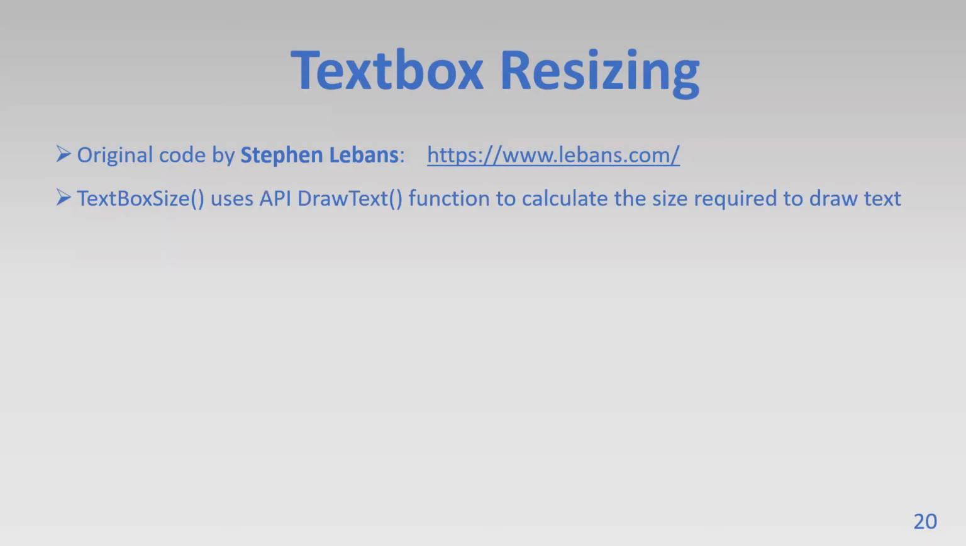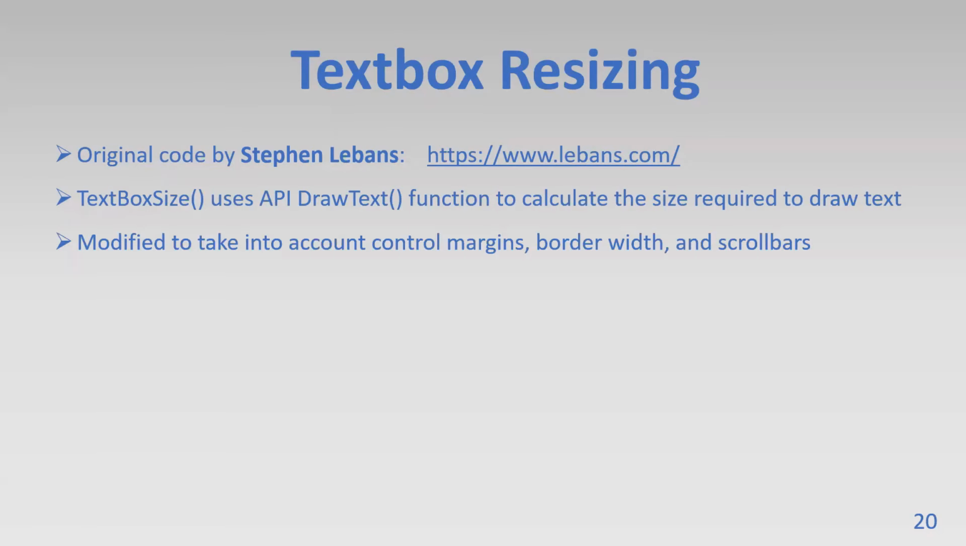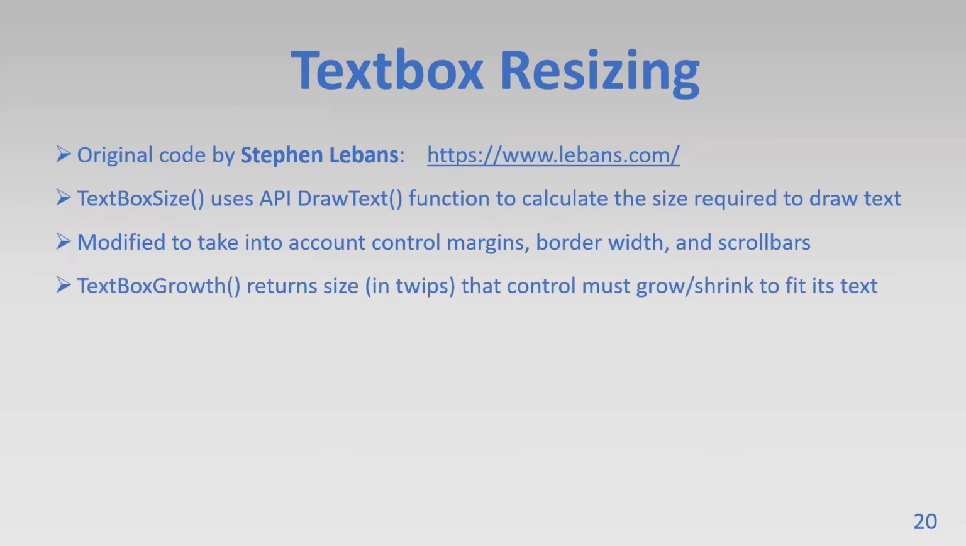He uses a function called Textbox Size. I think I might have renamed it from his original function name, which uses the draw text function of the API to actually calculate the size required to draw text. I've modified it to take into account the margins and border width and scroll bars for controls. So I took his original code and extended it a bit. And I've also provided a simplified version called Textbox Growth. What this does is it actually returns the size in TWIPs that a control has got to be grown or shrunk to make it fit the text.